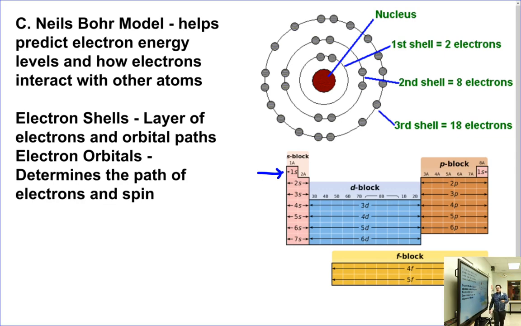The second shell, if we count over, can hold 1, 2, 3, 4, 5, 6, 7, 8, because we have the 2 from the S and the 6 from the P. Okay? So the shell is the layer of electrons, and in that shell you have the orbital paths.